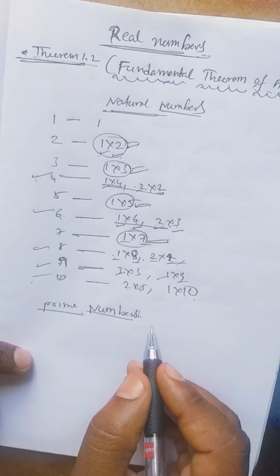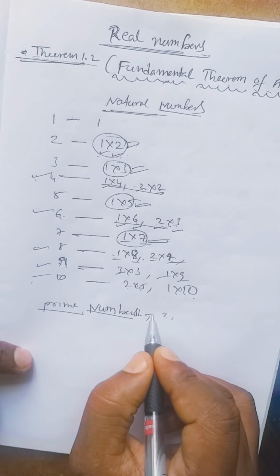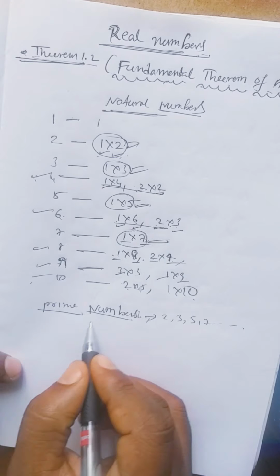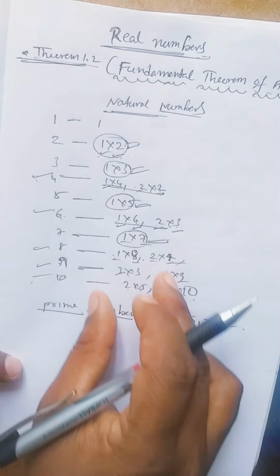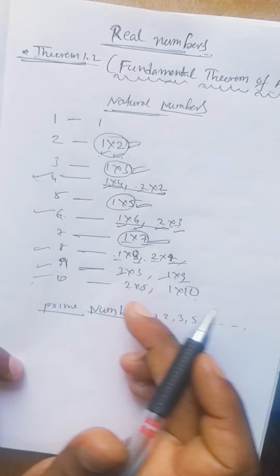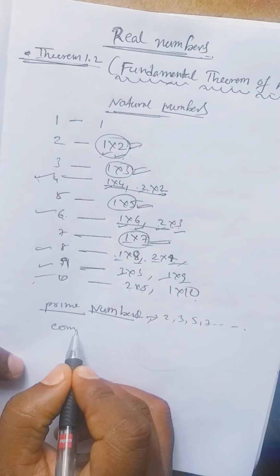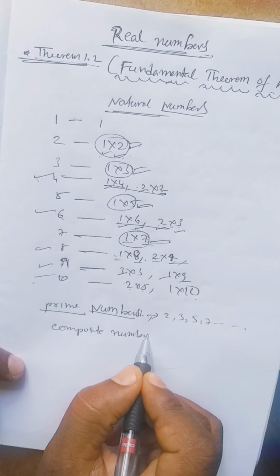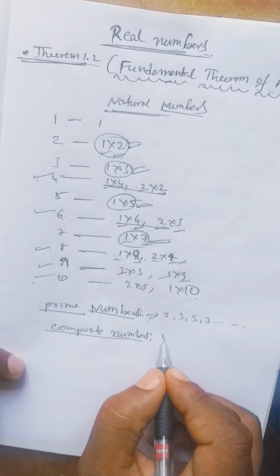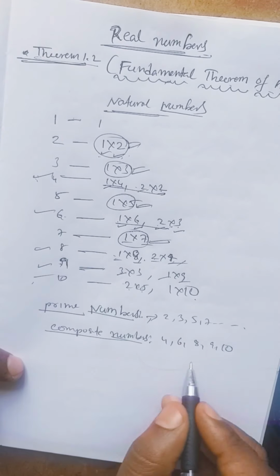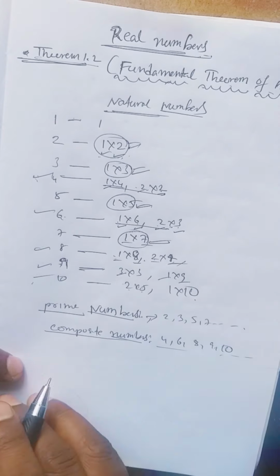So prime numbers, we can give examples 2, 3, 5, 7 and so on. Other than prime numbers, we can see some numbers have more than 2 factors. Such numbers are called composite numbers. So what are those numbers? 4, 6, 8, 9, 10. These are some examples of composite numbers.